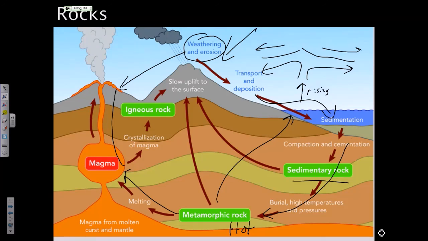Alright, so we'll move on to some subsequent chapters dealing with things like volcanoes and earthquakes. That about does it for rocks.